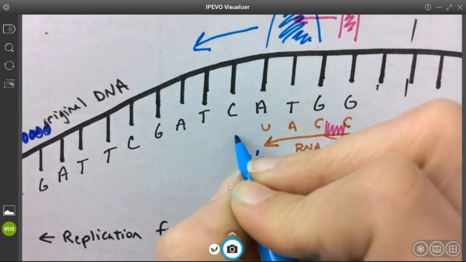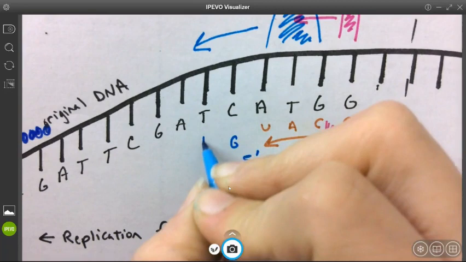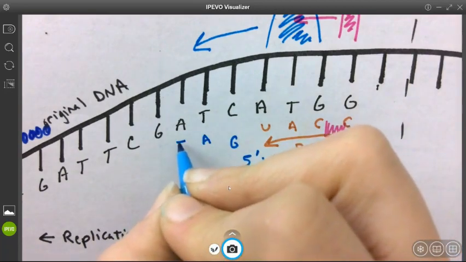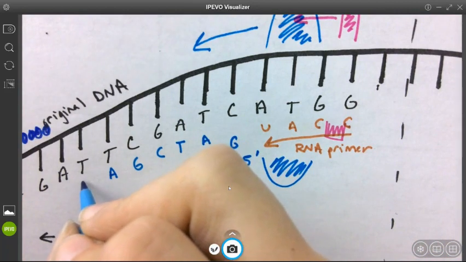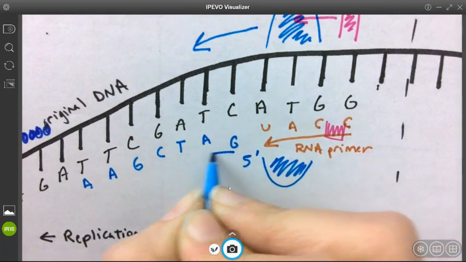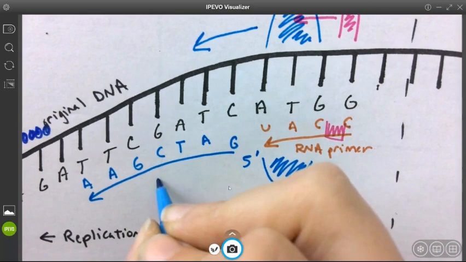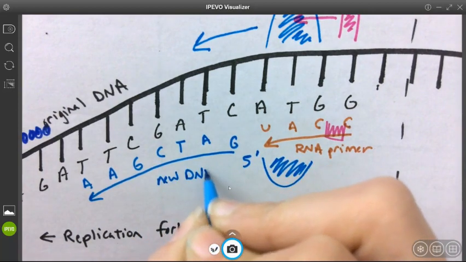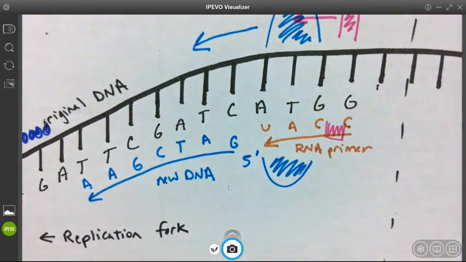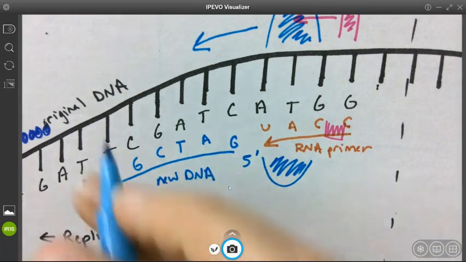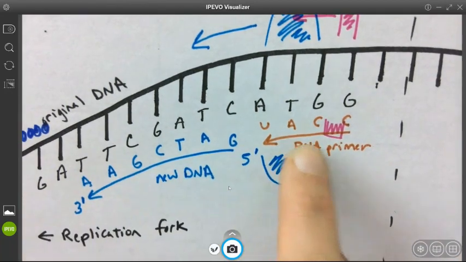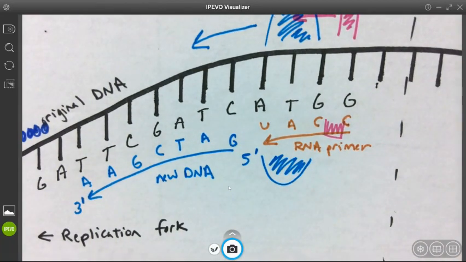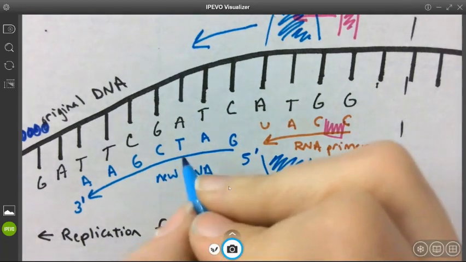All right, so now we're adding DNA nucleotides, etc. So this is our new DNA that's being added using the original DNA as a template strand, and it's being added in the 5' to 3' direction as new nucleotides are added on the 3' end. Again, these nucleotides are just floating around in the cytoplasm. So there's our new DNA right here.